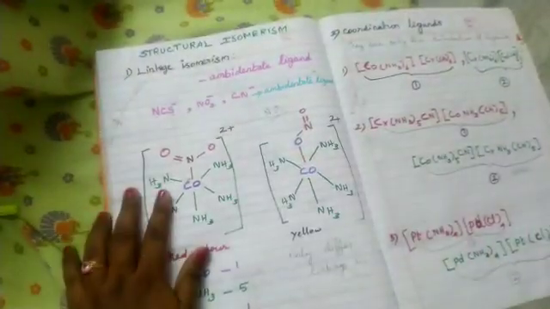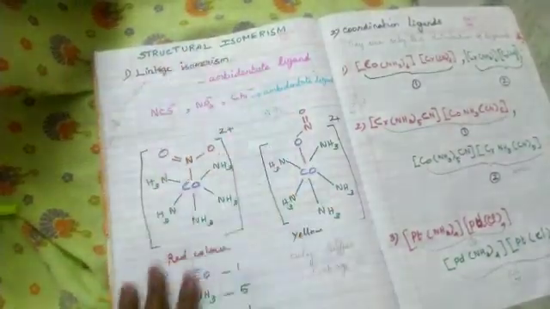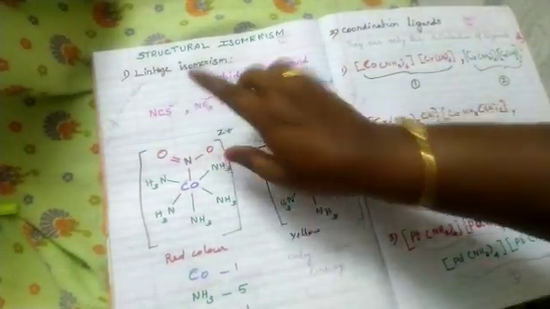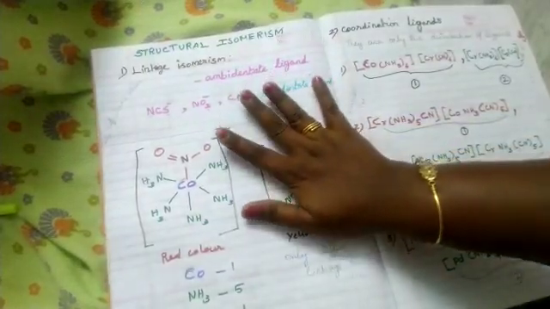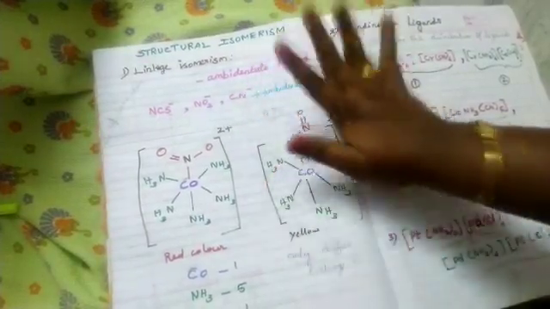Students, next we are going to learn about structural isomerism. So what is structural isomerism? Same molecular formula, different structures of the coordination compound. That is called structural isomerism.